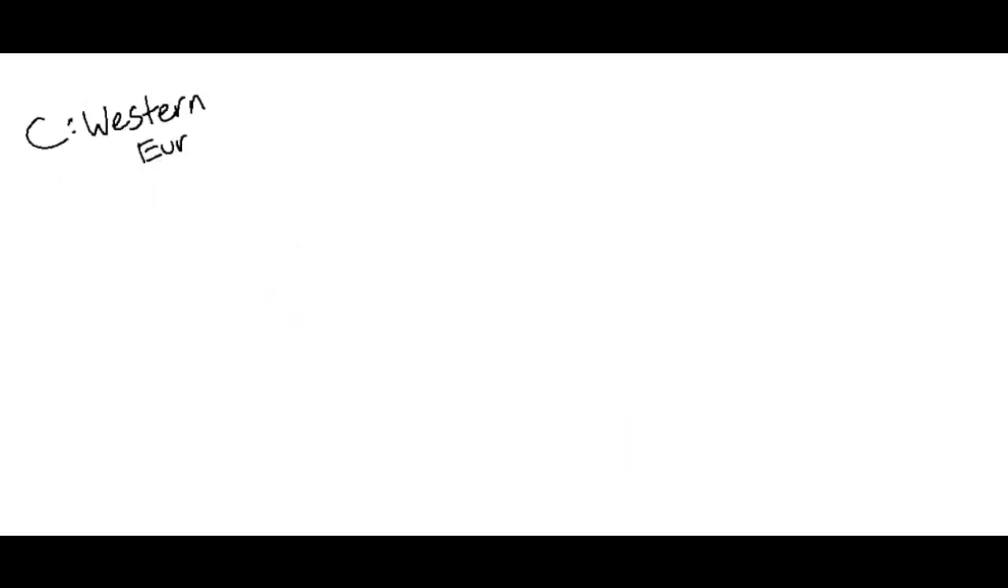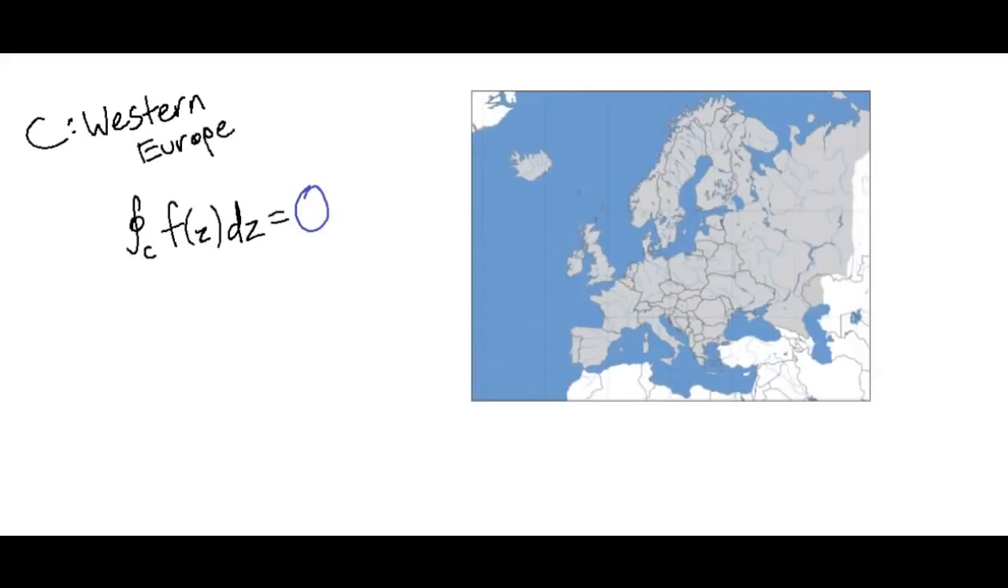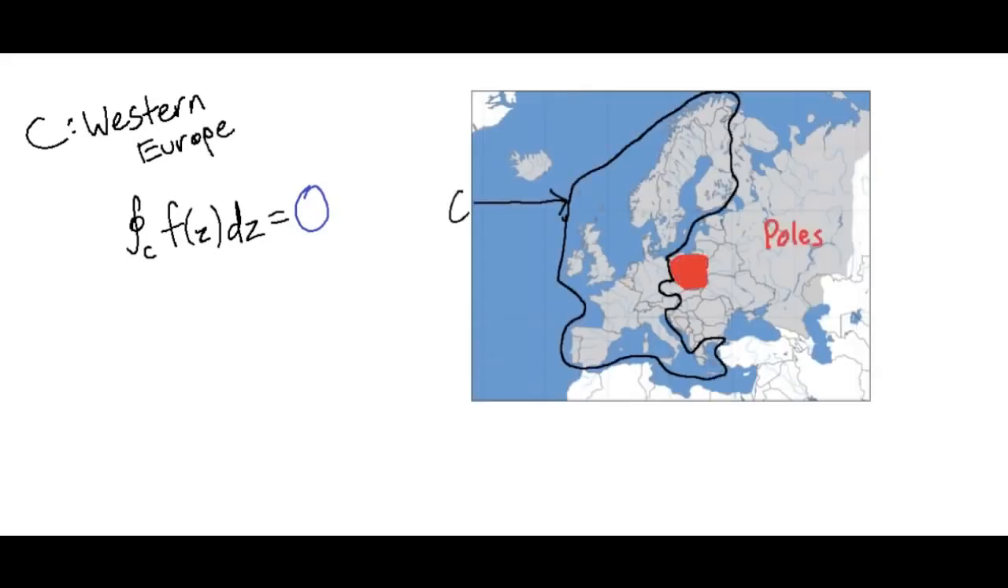Alright, here's one for you. We're going to let C be the border of Western Europe. What do we get when we integrate a function around that border? Well, we're going to get 0. All the Poles live in Eastern Europe, don't you know? Well, hey, that's it for me. Thank you all very much, folks.